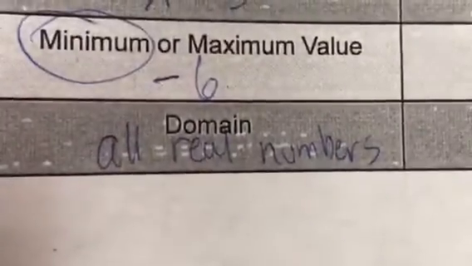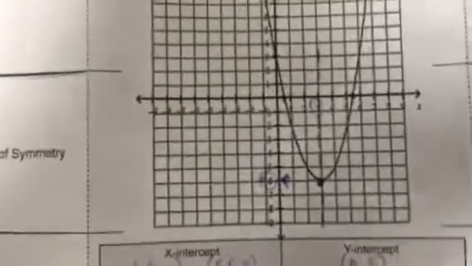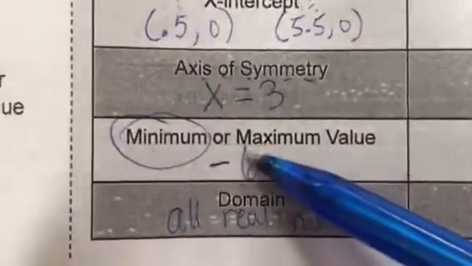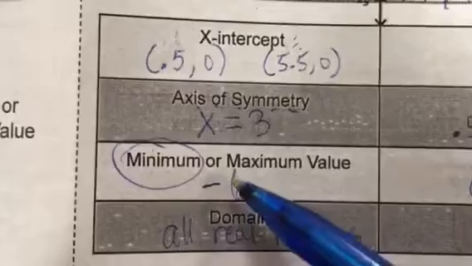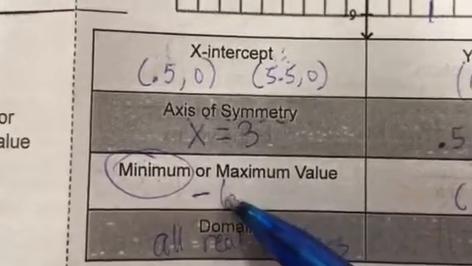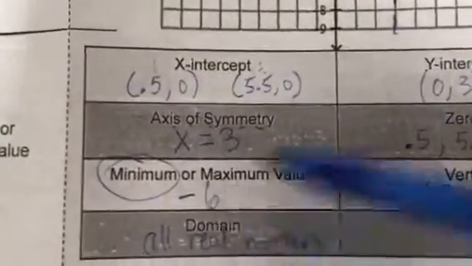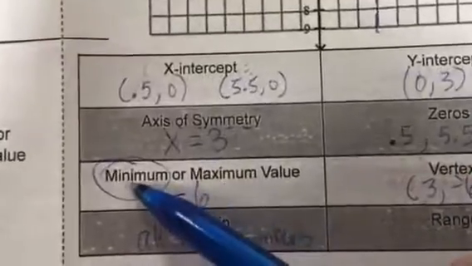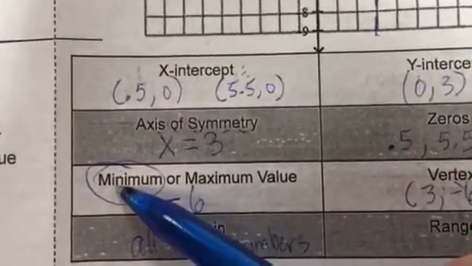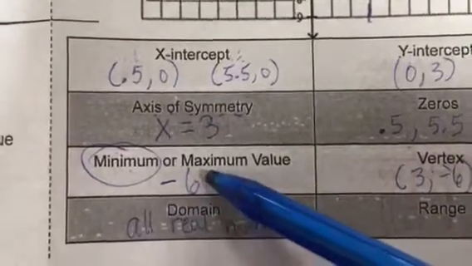The only thing that's going to be different is when we're talking about the range. The range is all the y values. So the y values are going to be different. You see here in this graph, and finding your minimum or maximum value is going to help you. If it's a minimum, then it's all the numbers that are bigger than this. If it's a maximum, then it's all the numbers that are smaller than this, because minimum means that could be the smallest number, maximum means that could be the biggest number. So since we have a minimum, all of our y values, or all of our range, is going to be negative 6 or bigger.